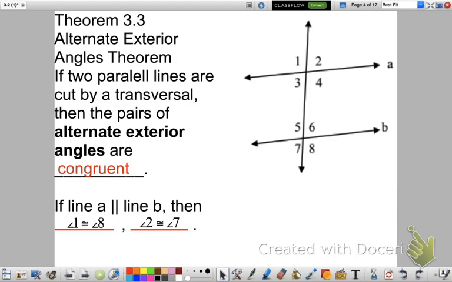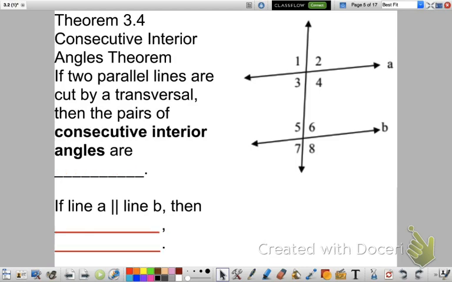Now, these only work when we have two parallel lines. So in 3.1 we were simply talking about two sets of lines that were cut by a transversal. There wasn't anything special about the lines, so we didn't talk about angle measures, nothing. We just talked about relationships. But now we're going to take it one step further, and as long as these lines are parallel, we know that these angles are congruent.